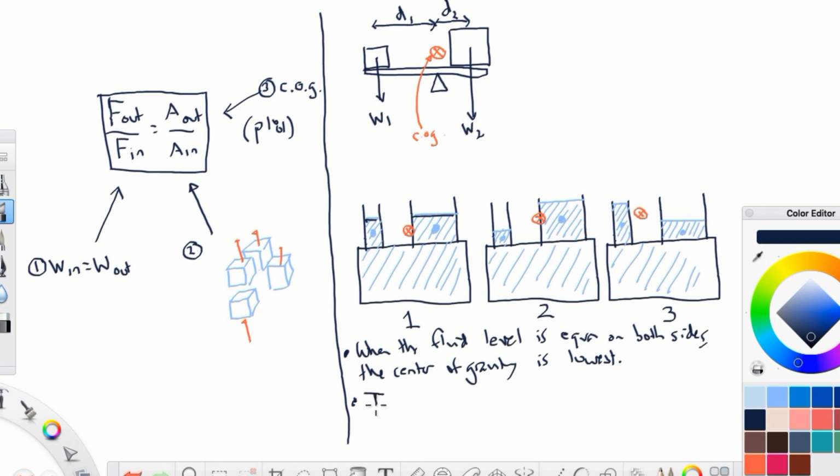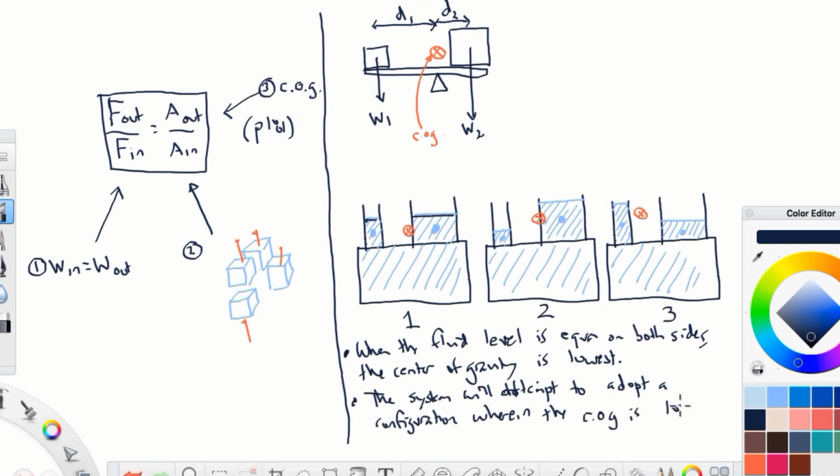So the system will attempt, so to speak, to adopt a configuration wherein the center of gravity is lowest. And this is accomplished by equalizing the fluid level on both sides.